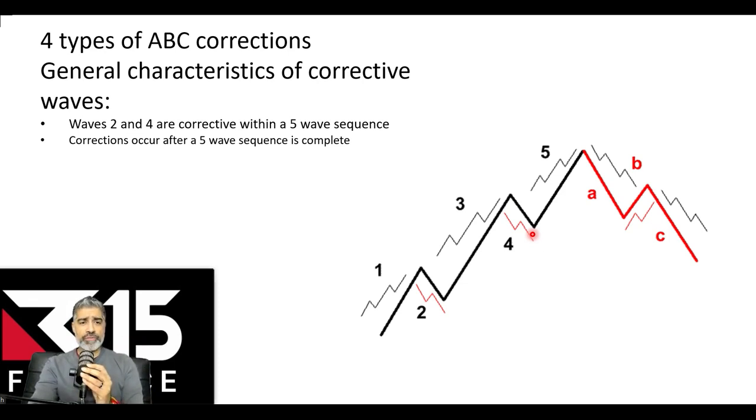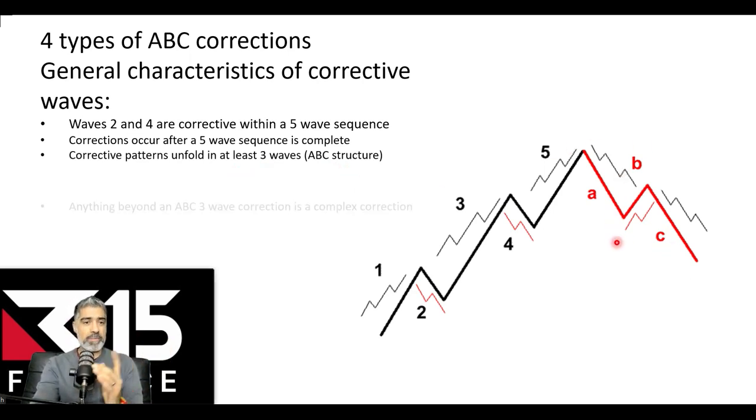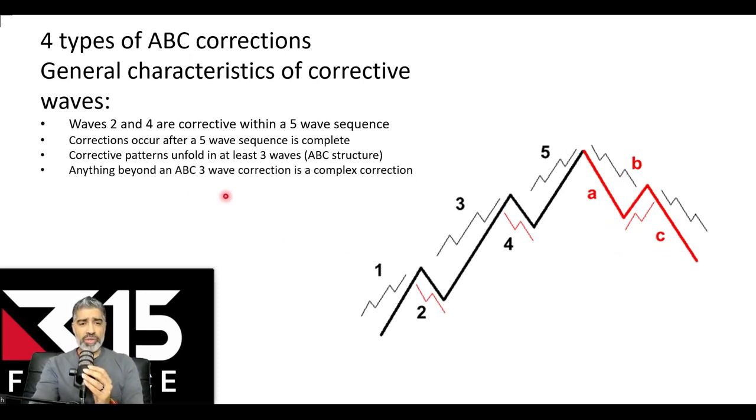Corrections occur after a 5-wave sequence. So now we've seen a 1, 2, 3, 4, 5. We normally should anticipate a 3-wave correction. Corrective patterns unfold in at least 3 waves. Sometimes there's more, something called a complex correction, but we should always anticipate a minimum of 3 waves. Anything beyond 3 waves is a complex correction.